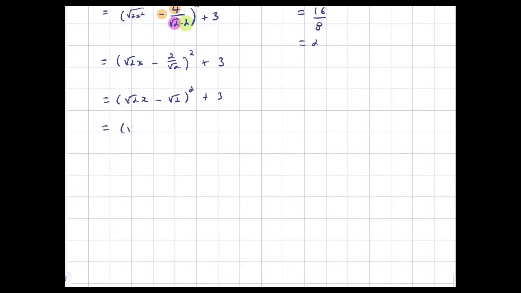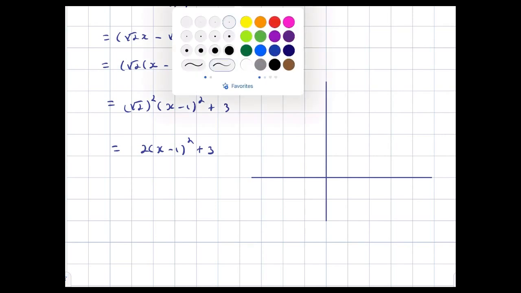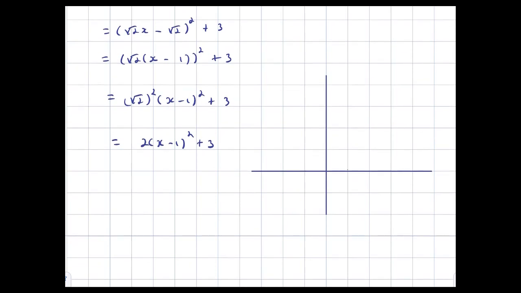And now I can factor out that root 2 and get x minus 1 squared plus 3, which is, of course, root 2 squared times x minus 1 squared plus 3, which is 2 times x minus 1 squared plus 3. So now if I want to graph this quadratic, it's pretty easy to find the vertex. Maybe that's what I'll do in orange. The vertex of this quadratic is going to occur at 1 and 3, right?